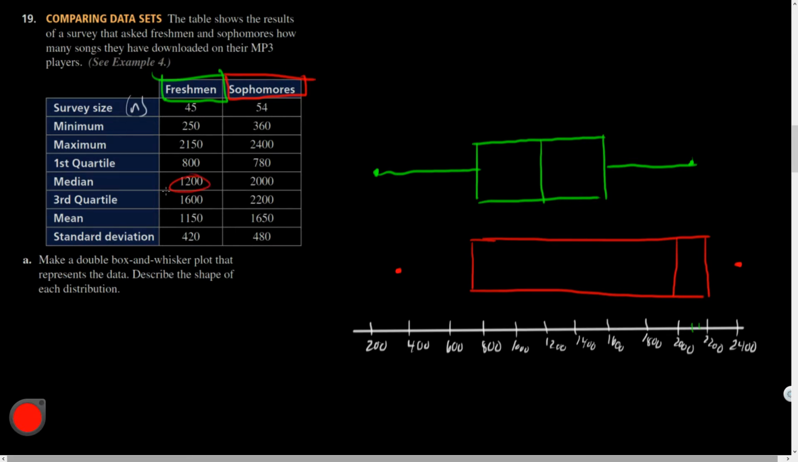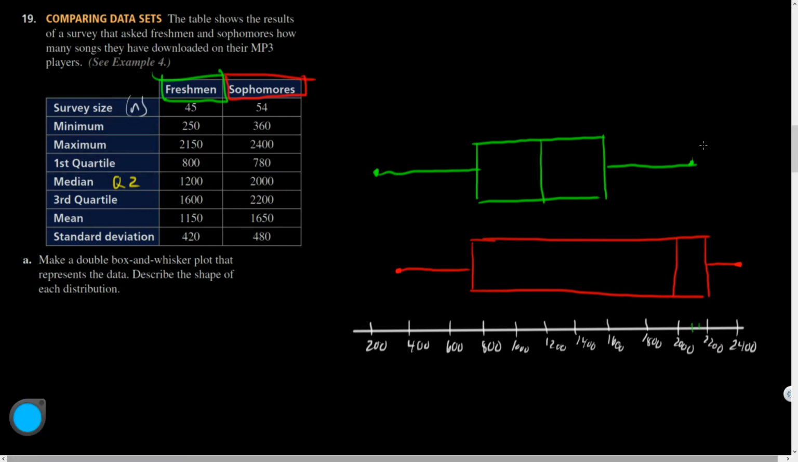The median. Box and whiskers are always made up of medians. Sometimes, in fact, the median is also referred to as quartile 2. Yep, good question. So, friendly friends, describe the shape of each distribution.